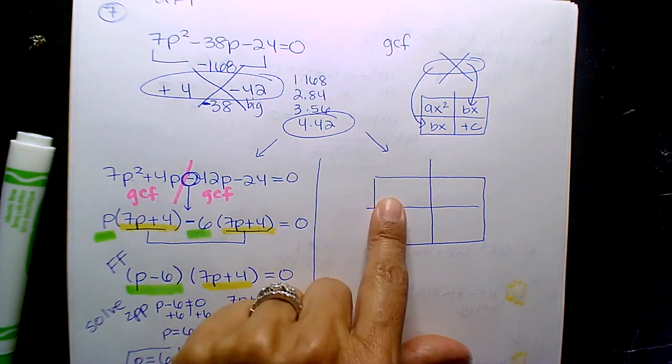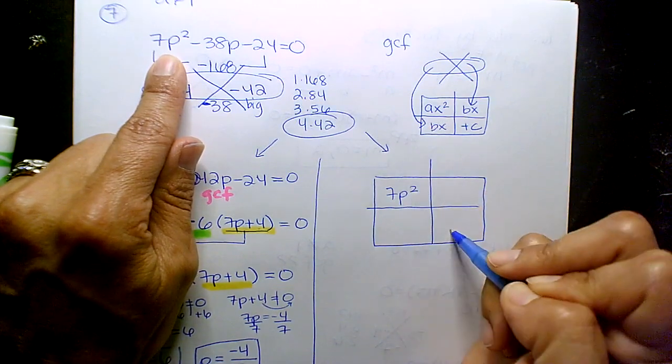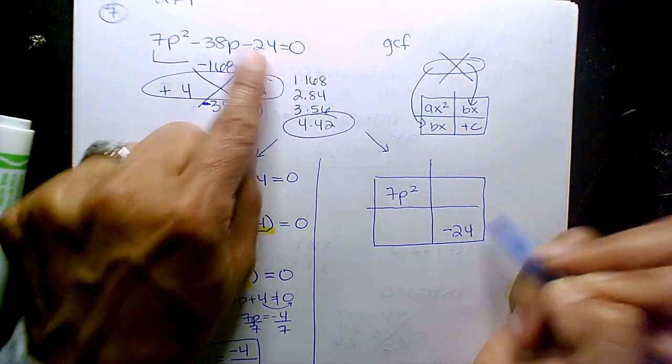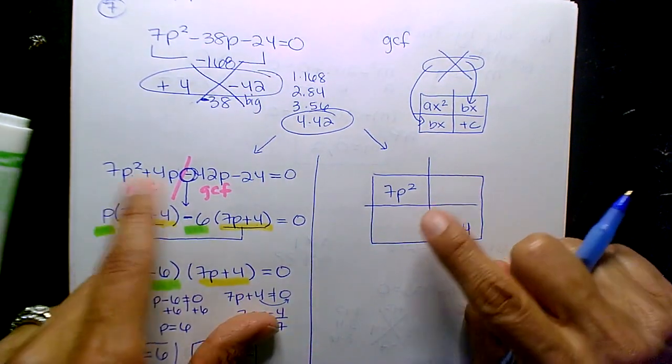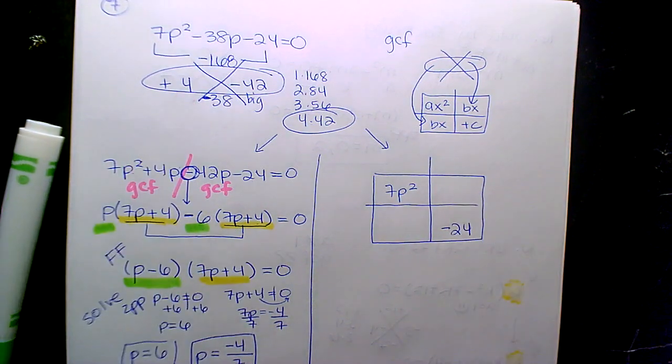Okay, so what would go here? 7p squared, right? What goes in this lower right? My negative 24. Now, it doesn't matter which one goes which. So positive 4p or negative 42p, it doesn't matter, but they have to fill out those two.